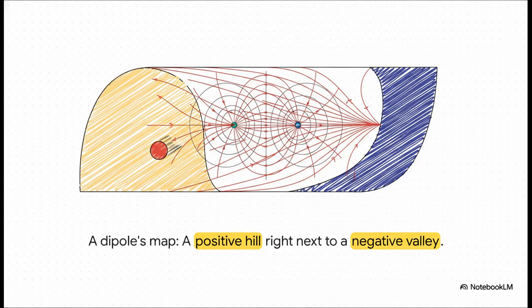The electric field lines literally trace the path a ball would take if it were rolling from the top of that hill right down into the valley.